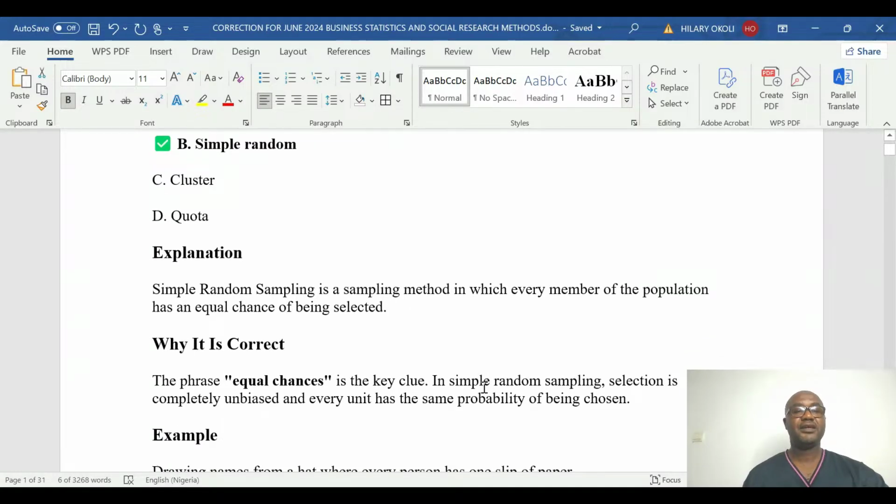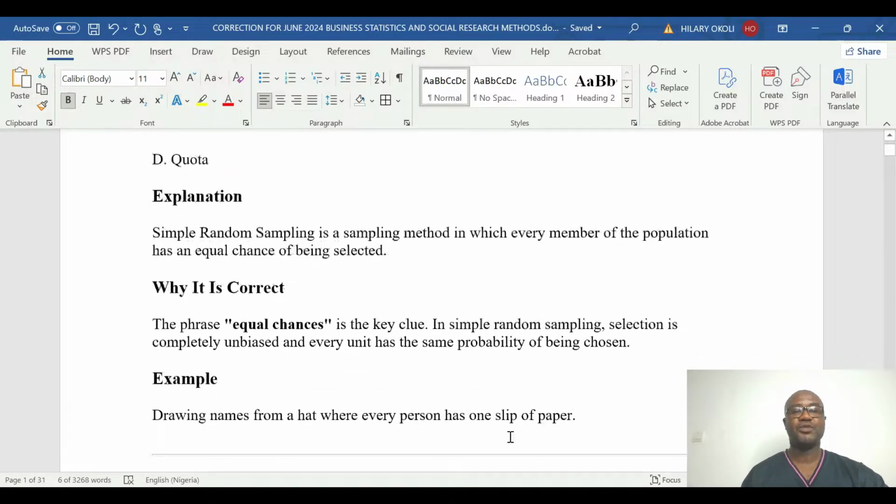Okay, we look at simple random sampling. Let's look at these terms and also look at how they appear in the questions and what makes it the correct option. Understanding this will give us insight. Simple random sampling is a sampling method in which every member of the population has an equal chance of being selected. Recall in class we elucidated this very well.